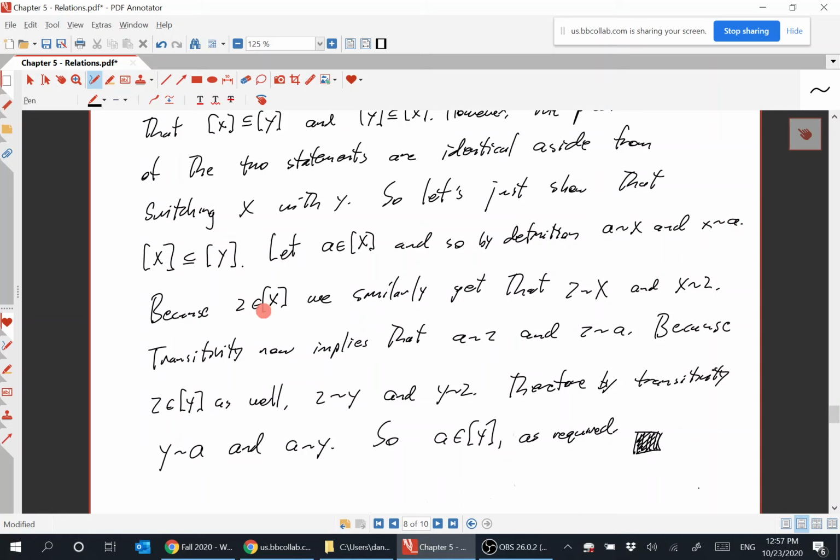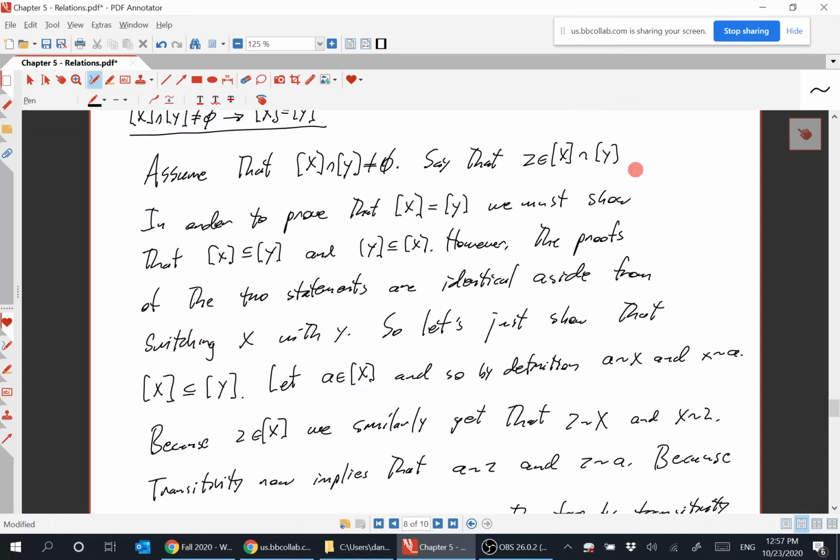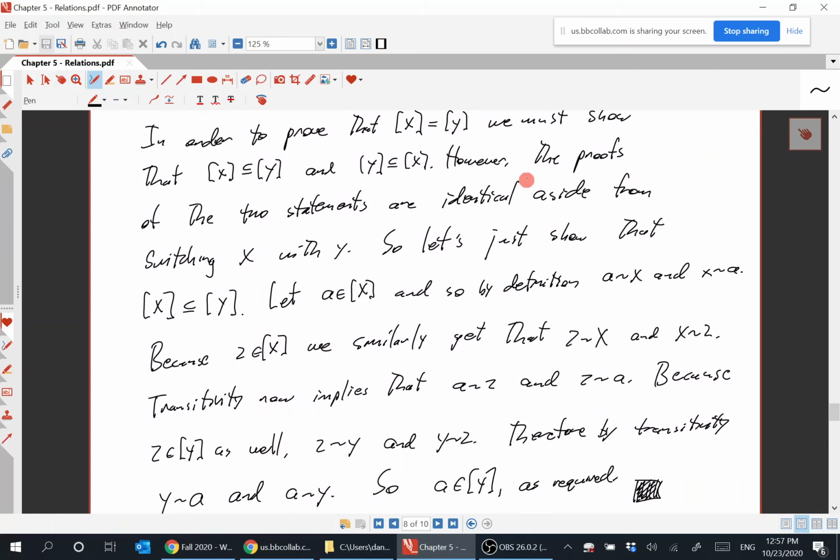Now, that element Z was in the intersection of bracket X and bracket Y. That is, Z is an element of bracket X and Z is an element of bracket Y. Because Z is in bracket X, we similarly get that Z is related to X and X is related to Z. And now by transitivity, Z related to X and X related to A gives us that Z is related to A. And then by symmetry, A is related to Z. Or you could use transitivity here: X is related to Z and A is related to X, so A is related to Z, and by symmetry, Z is related to A. Whatever suits you in that case.